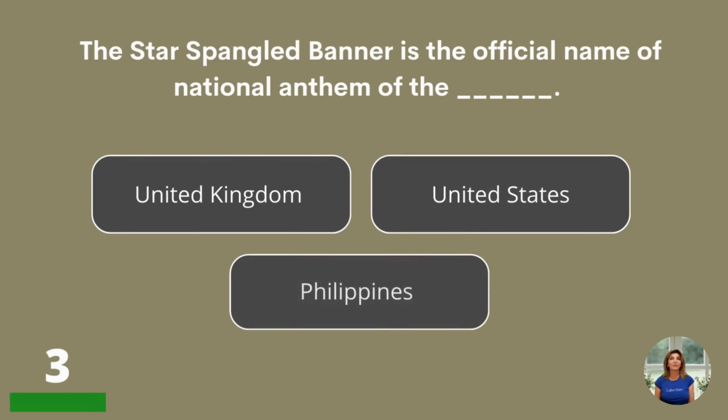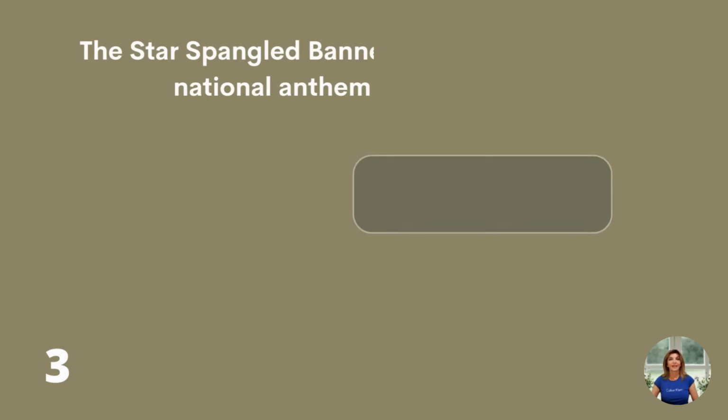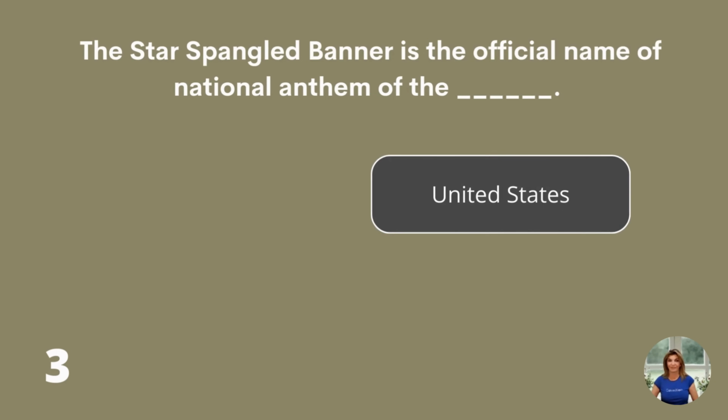The Star-Spangled Banner is the official name of the national anthem of the UK, the United States, or the Philippines? Of the United States.